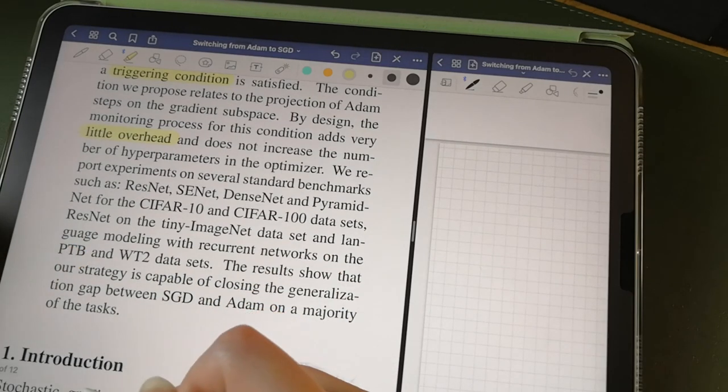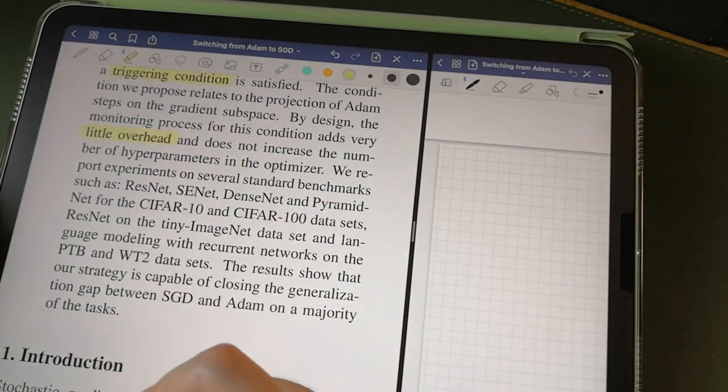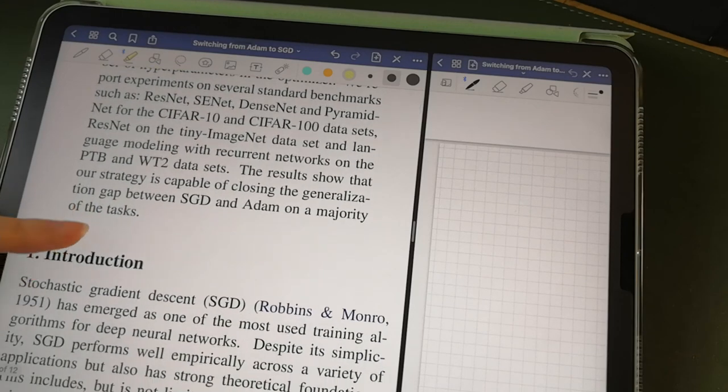We report experiments on several standard benchmarks, such as ResNet, SENet, DenseNet, and PyramidNet for the CIFAR-10 and CIFAR-100 datasets, ResNet on the Tiny ImageNet dataset, and language modeling with recurrent networks on the PTB and WT2 datasets. The results show that our strategy is capable of closing the generalization gap between SGD and Adam on a majority of the tasks.